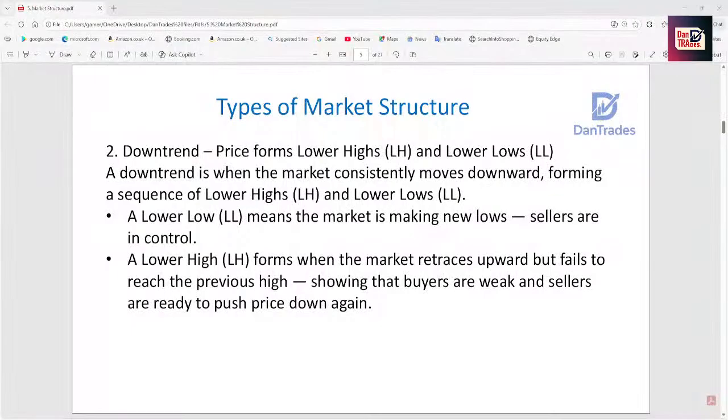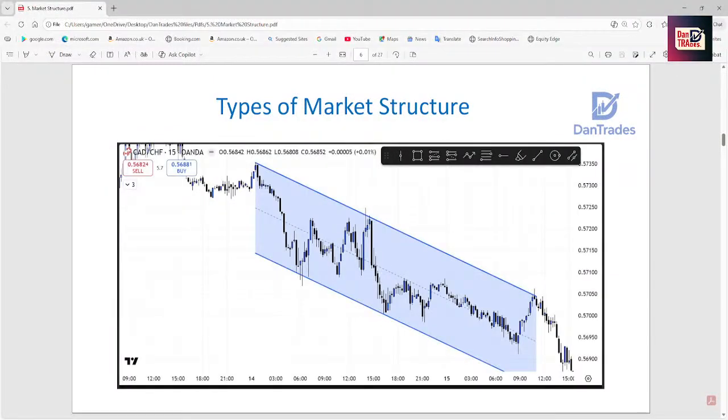So yeah, this is a graphical example of a downtrend. As you can see, there's a high here. This gives you a lower high, and that's another lower high, and this is a lower low. You have a lower low, and the lows continue going further downwards. That's basically how it looks like on the chart. Let's go to the next thing.